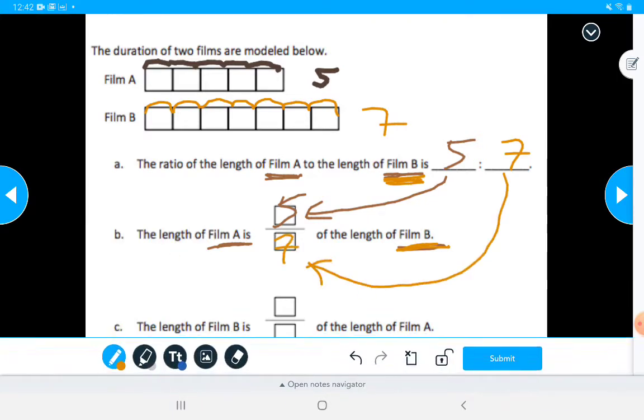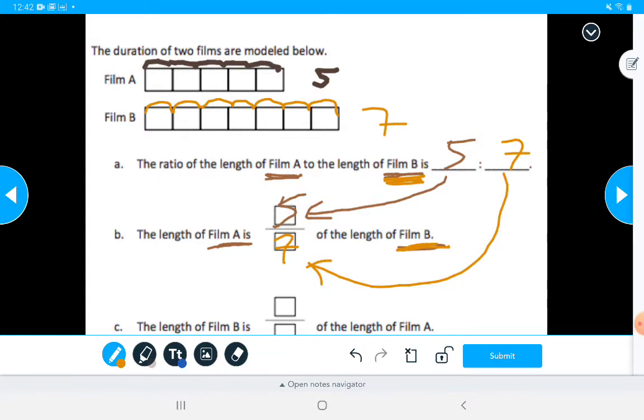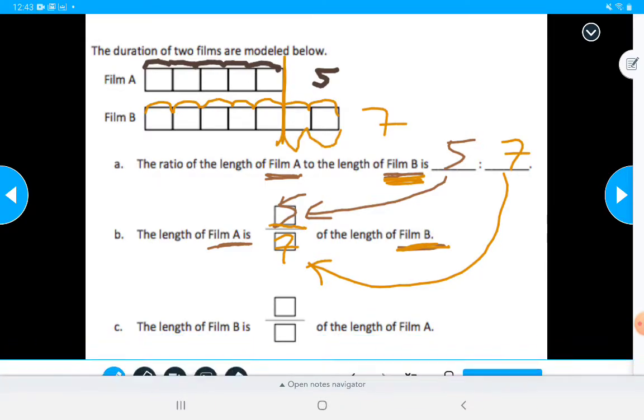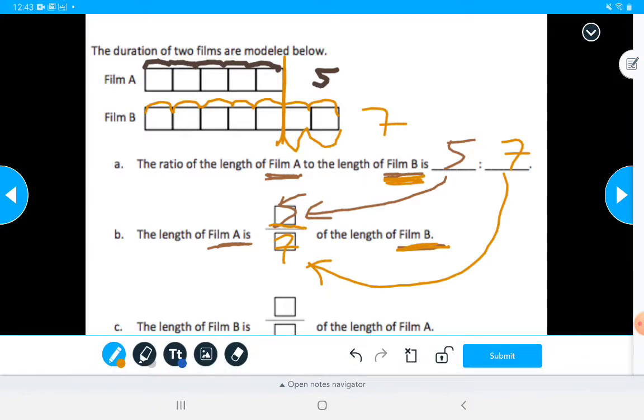The reason our 7 goes on the bottom is because out of 7, so the length of film A is 5 out of 7 of the length of film B, or 5/7. And one way we can check this is we can go back and look at our questions and see, well, 5/7, that's a fraction that's less than 1, which means that film A should be shorter than film B, which if we look up here, we notice is true. Right here, this is how much longer film B is than film A.